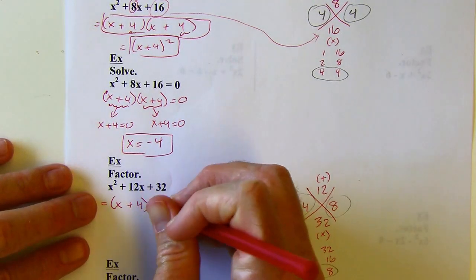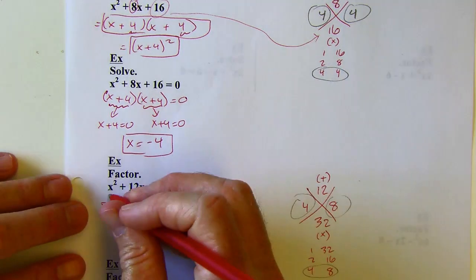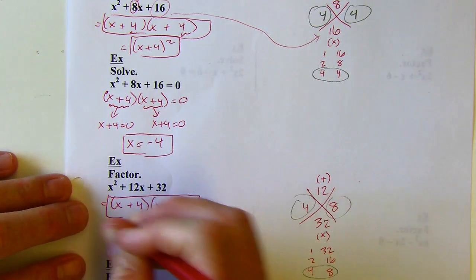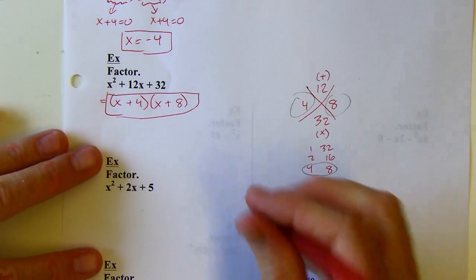Now some people might write x plus 8 times x plus 4. That's fine. Just have to be those two factors. It doesn't matter what order they're in. Okay. All right, let's look at the next one.